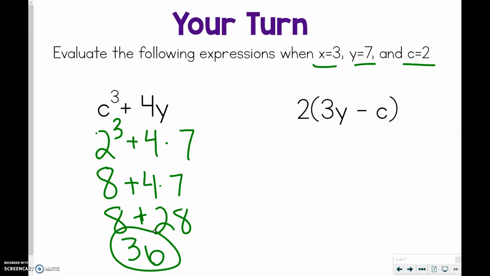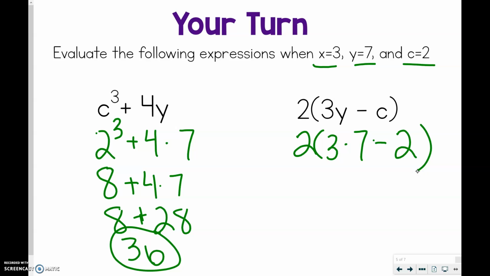Last one here. So we've got our substitution first. Notice we always start with that, and then we just do order of operations. Pretty simple. So we do 3 times 7 because that 3y means multiplication. Subtract, and c was 2, so we're substituting that in. We got to do everything in parentheses first.